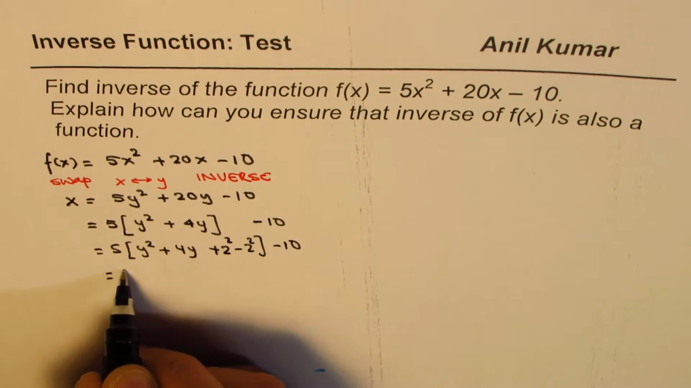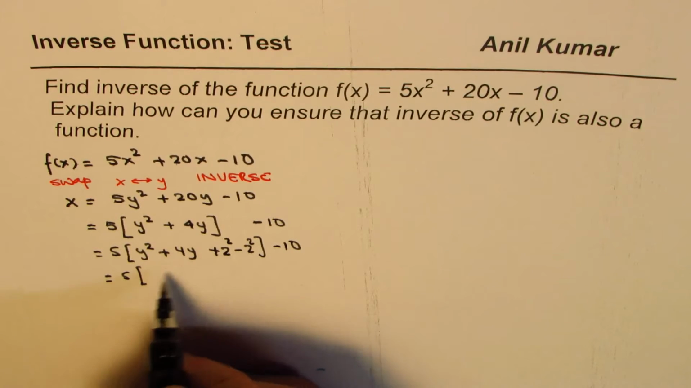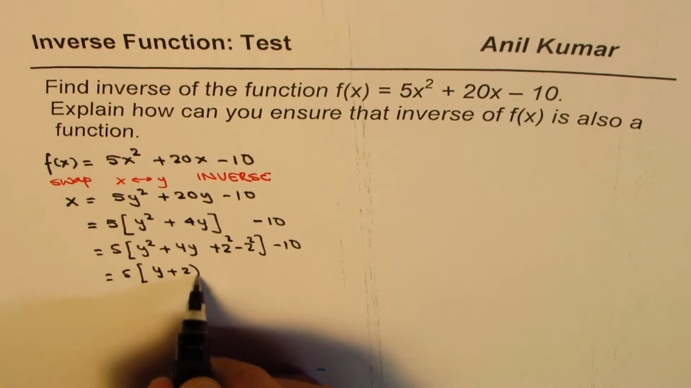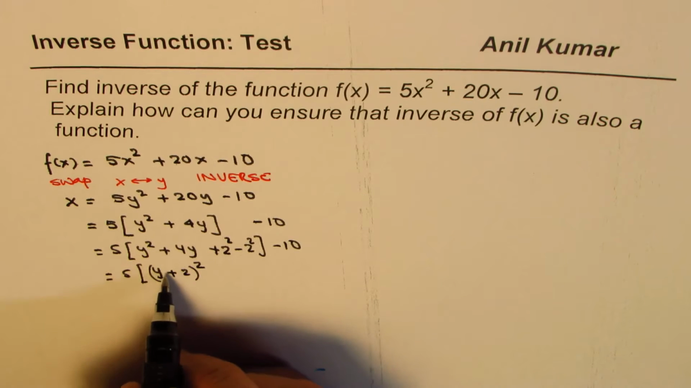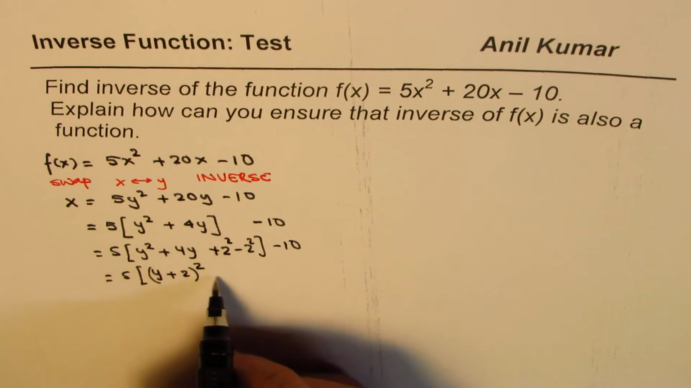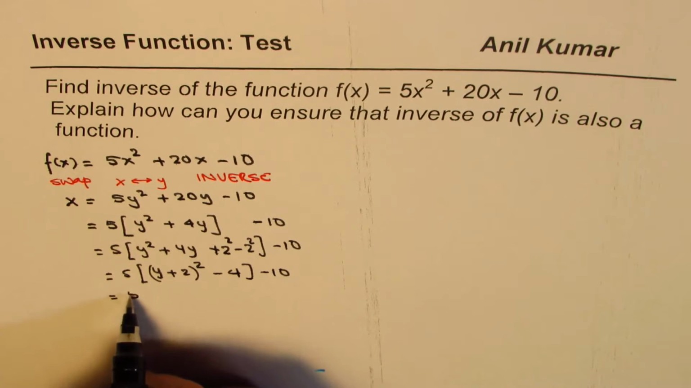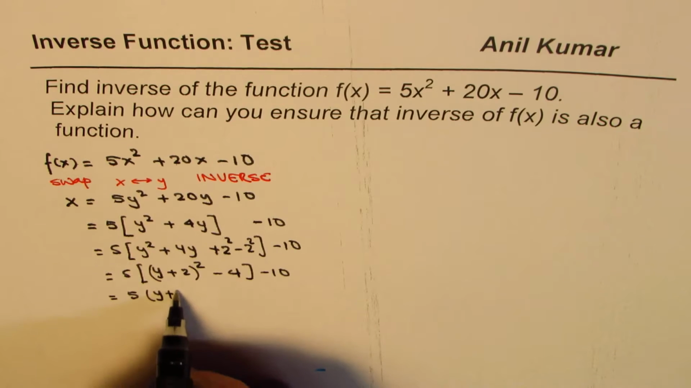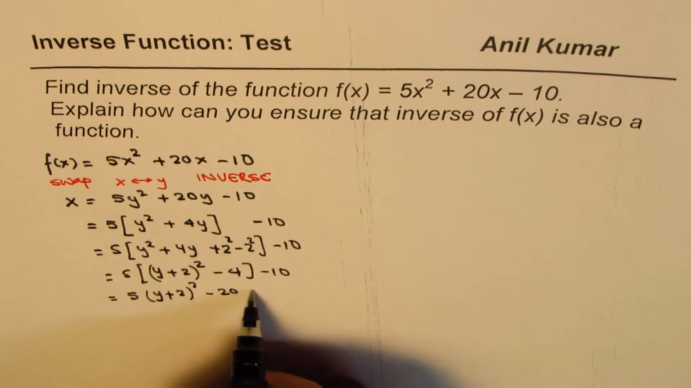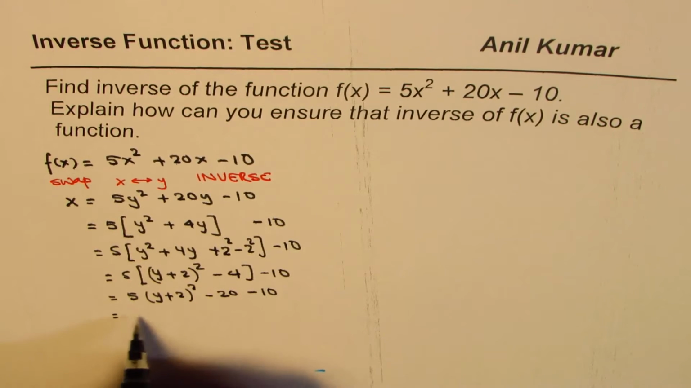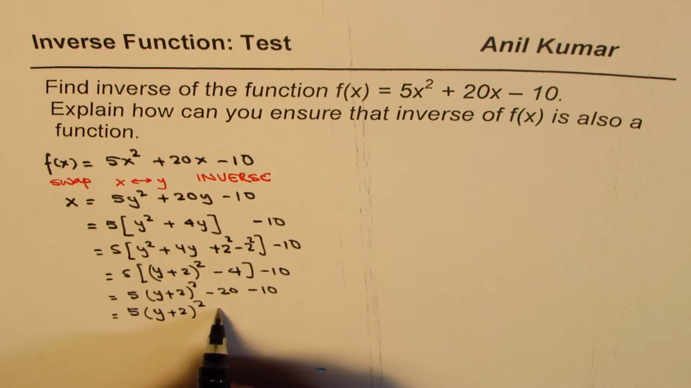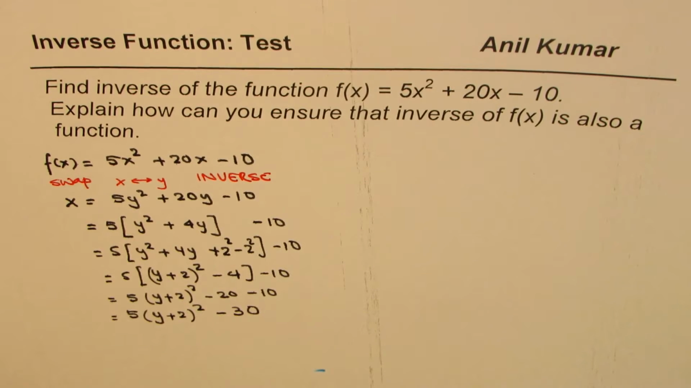Minus 10. Let's continue. Now these three terms form a perfect square, y plus 2 whole squared. Plus, you take the 2 squared from there, we're left with minus 2 squared, which is minus 4, minus 10. Now I'll open the bracket. So we have 5 times y plus 2 whole squared minus 20 minus 10. And that gives you 5 times y plus 2 whole squared minus 30. So now we have the function, and from this function we can actually find the inverse.